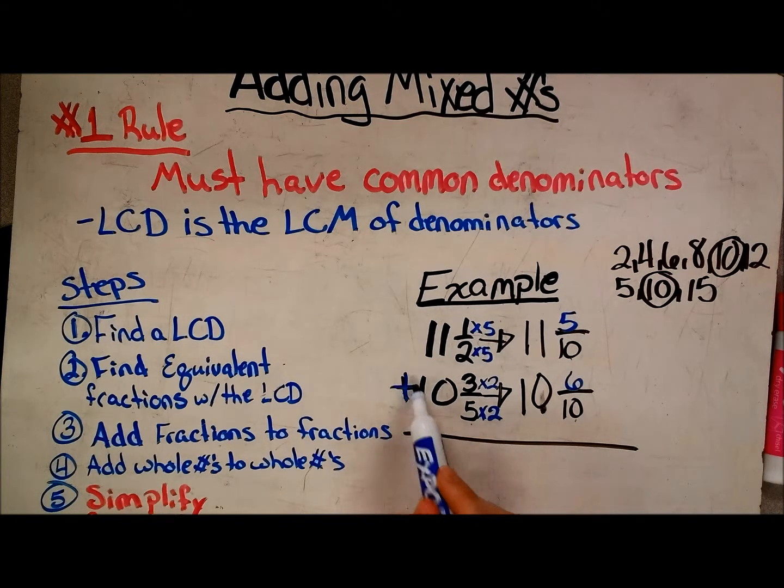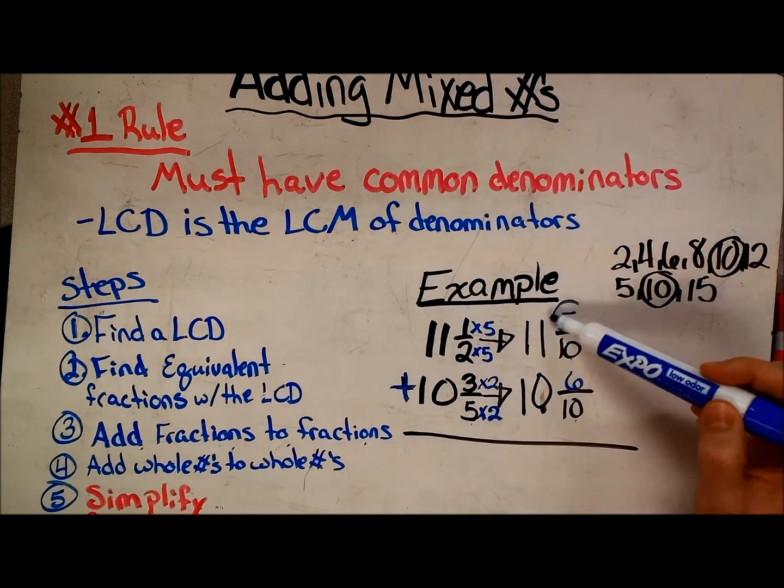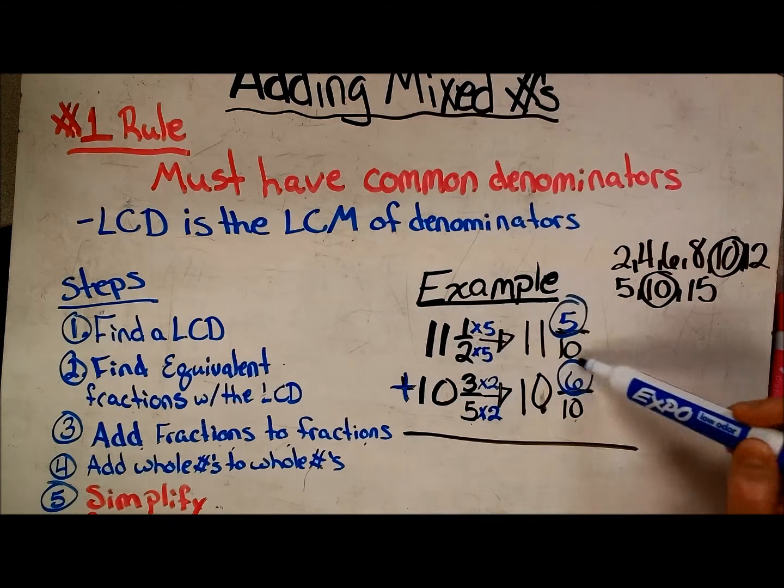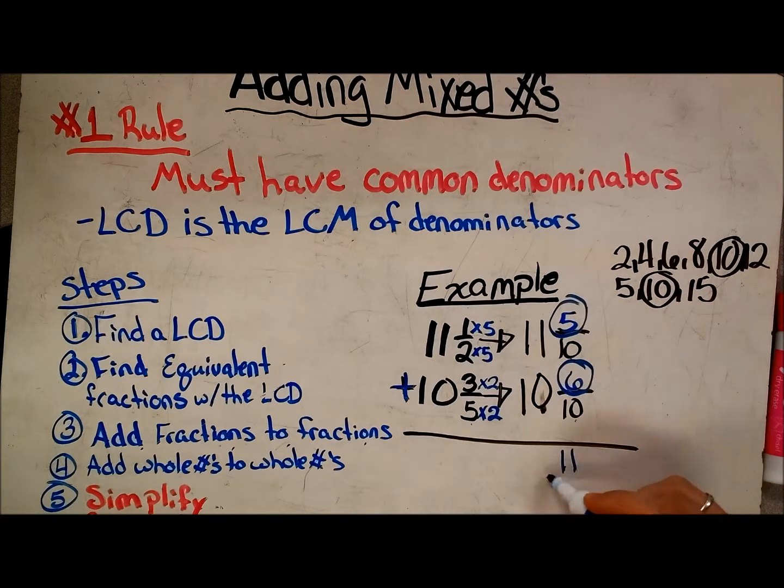This is an addition problem. So your next step says that you're going to add fraction to fraction. Just like with regular fractions, you add the numerators and your denominator stays the same. Then you add whole number to whole number, which gives you 21. This is an improper fraction, which means we are going to knock it over and divide.